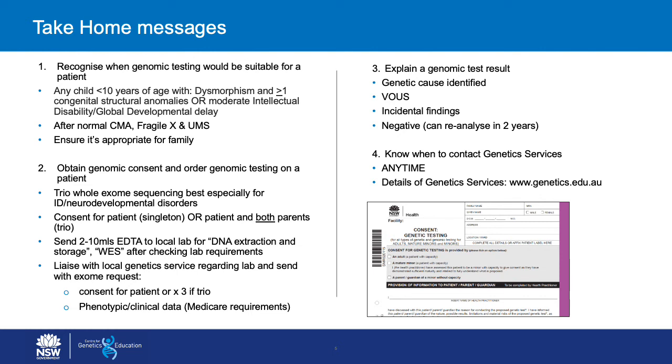Thirdly, you will need to know how to explain a possible genomic test result, which will fall into one of 4 categories: when a genetic cause is identified, or the possibility of variants of uncertain significance, or incidental findings, or the test result may be negative.